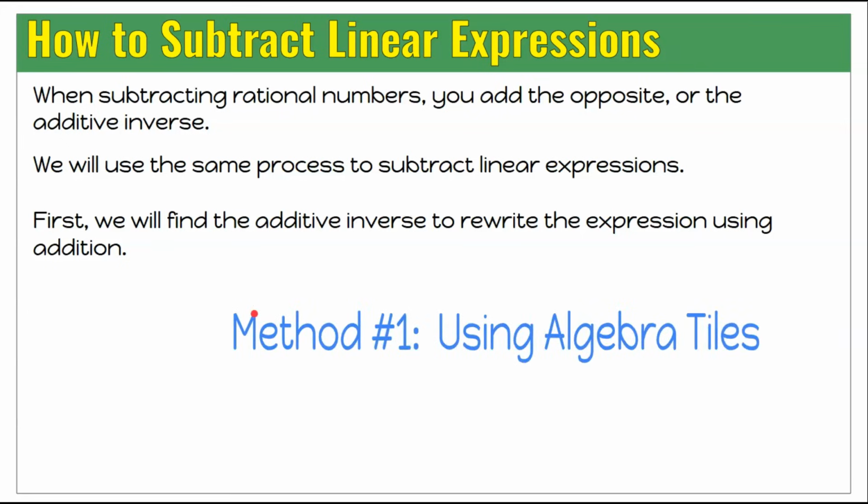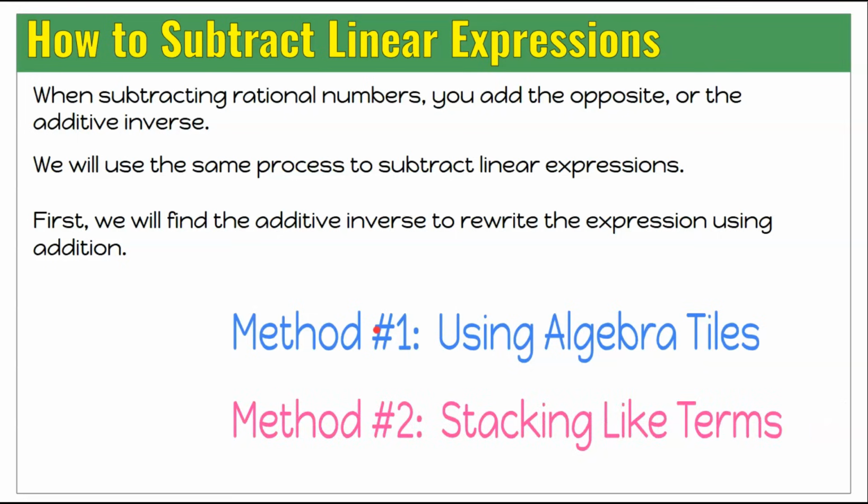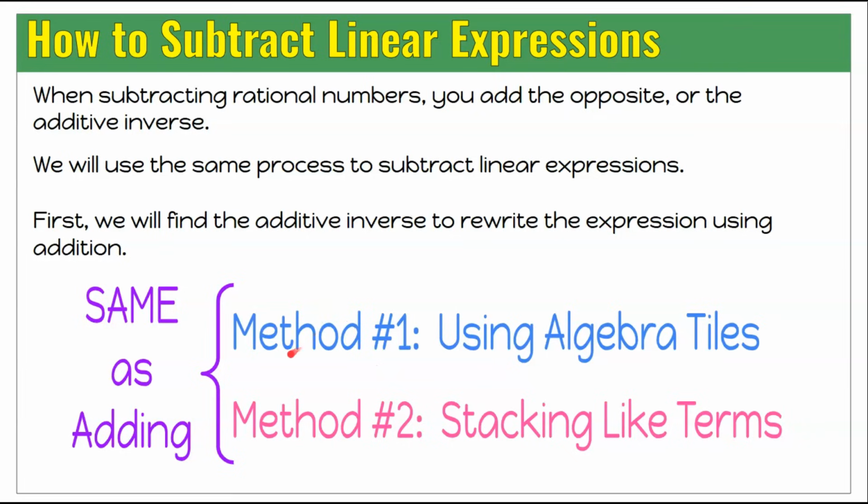So method 1, we're going to use algebra tiles, just like we did for adding linear expressions. And method 2, we're going to be stacking like terms. Again, just like we did for adding linear expressions. Same as adding. So there's just one additional step for subtracting. The difference is that we need to rewrite using the additive inverse. And the thing that's the same is that once it's written as addition, now we're going to use the same methods as when we add.